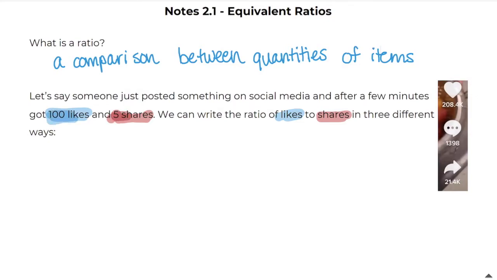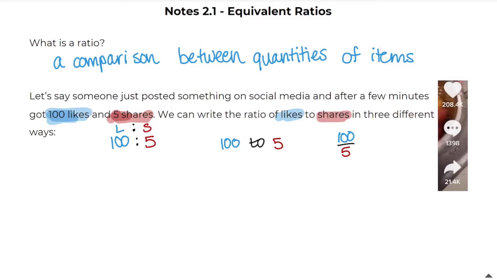So here we would just say that it is 100, and then the symbol for a ratio is a colon. That's one way we could write it. So it's 100 to 5, likes to shares. Another way is we could literally write out the word "to": 100 to 5, or we could write it as a fraction, 100 over 5. Any one of these ways is perfectly acceptable.